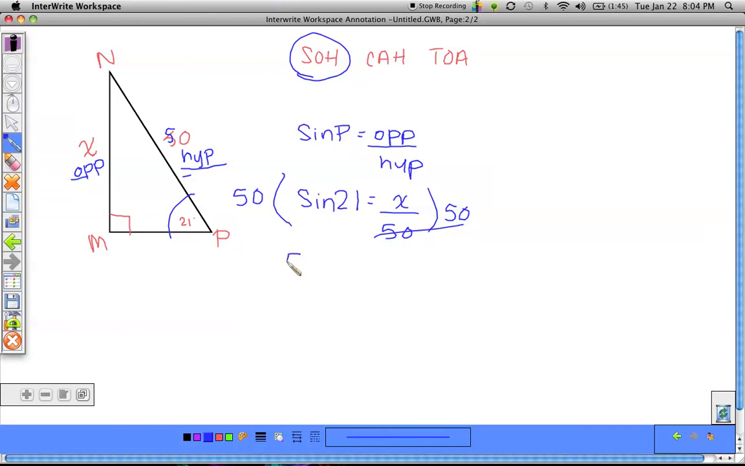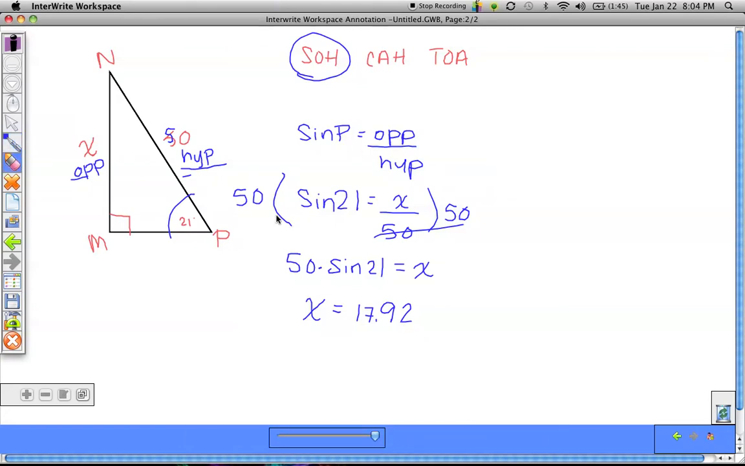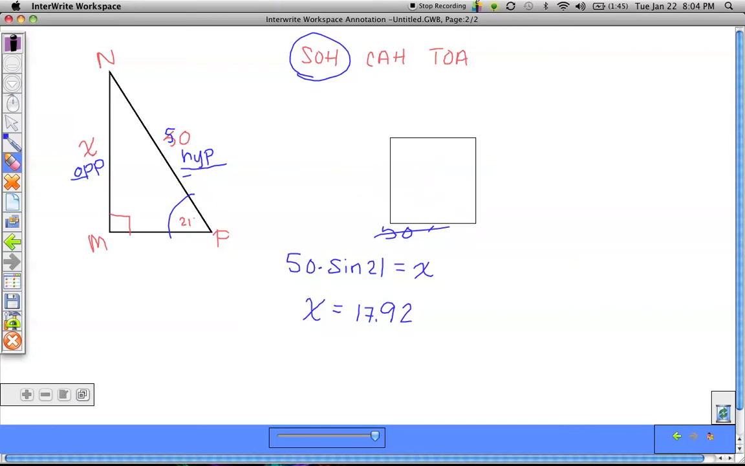These two cancel out. We're left with 50 times the sine of 21 equals x. You just plug that into your graphing calculator, and you should get x is equal to 17.92. Now a really fun trick is that you don't have to use only the information that's given.